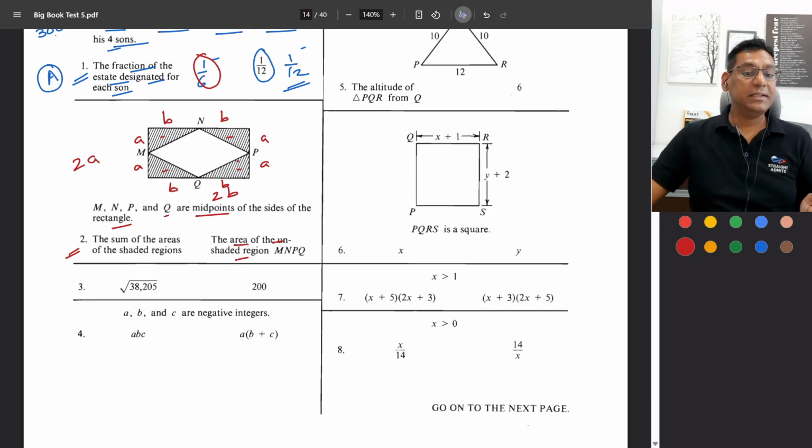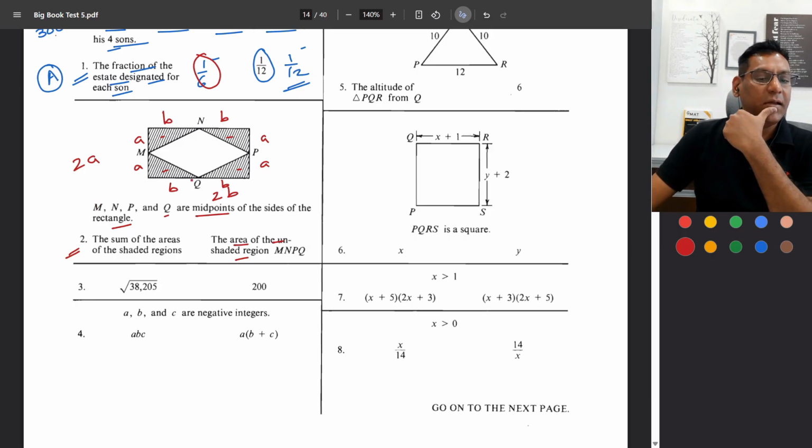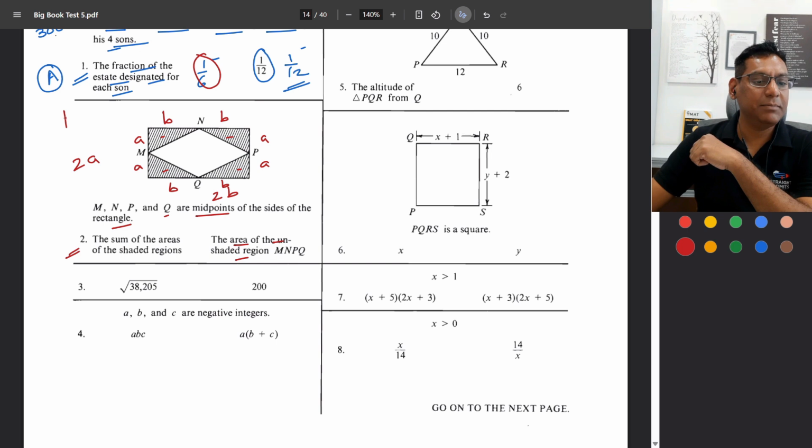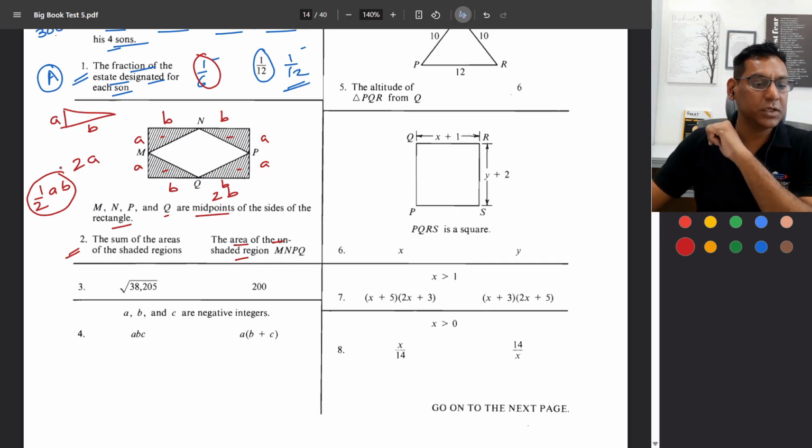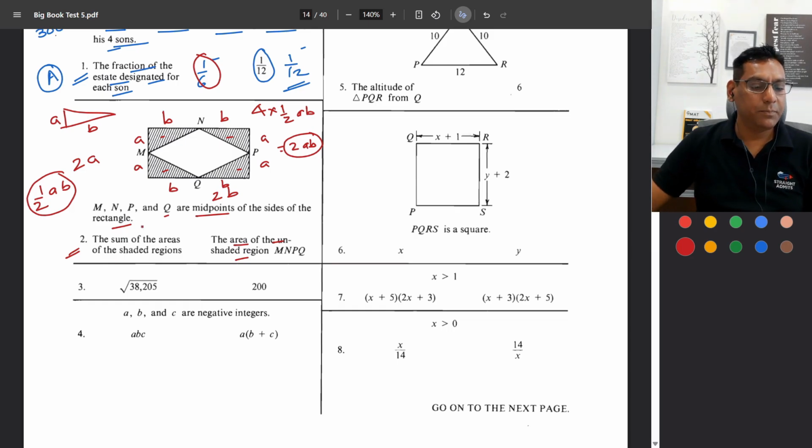Now I see that all these triangles are basically the same triangle. I mean, they are similar. One side is a, the other side is b, right? And the area of that is going to be half ab, correct? For each of those triangles. So overall, it's going to be 4 such triangles, right? So 4 times half ab, so that's going to be 2ab. So 2ab is the sum of areas of the shaded regions.